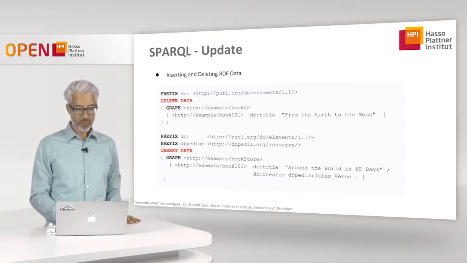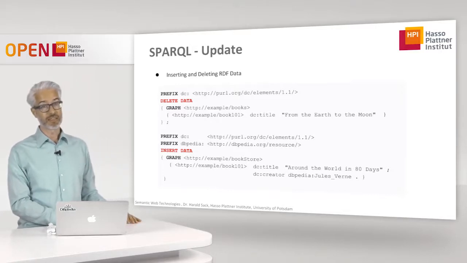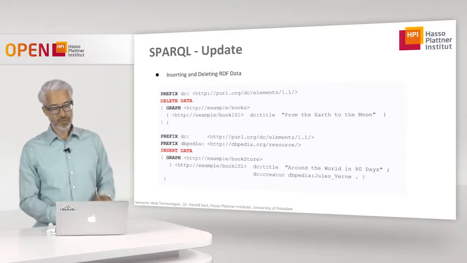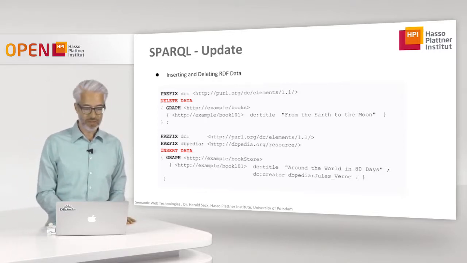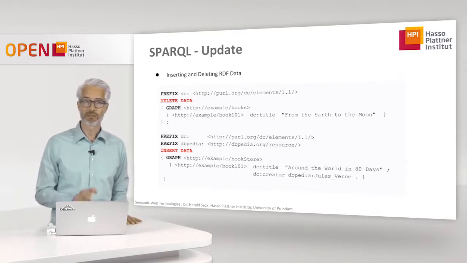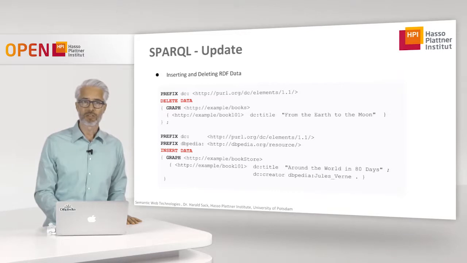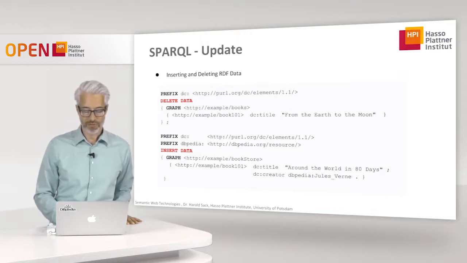So first, we start here with inserting and deleting RDF data. So you see here two examples of SPARQL statements. The first one for a delete data and the second one for an insert data statement. And this is the simplest form, because with delete data, with this keyword, you can delete specific triples from a graph that you specify within your statement.